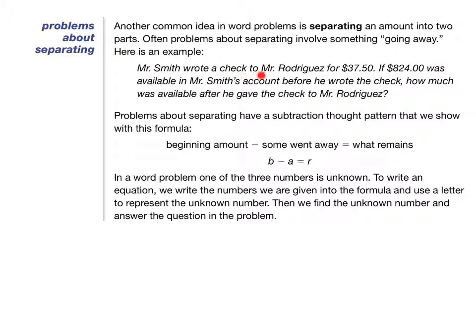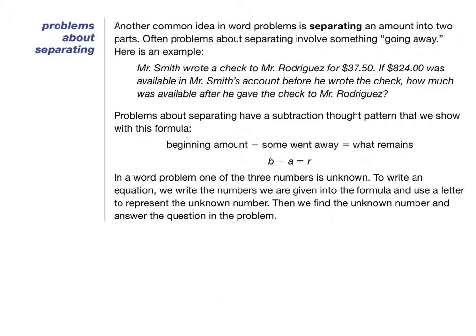Mr. Smith wrote a check to Mr. Rodriguez for $37.50. If $824 was available in Mr. Smith's account before he wrote the check, how much was available after he gave the check to Mr. Rodriguez? So he's giving something away. So this is a separating plot, which is a subtraction thought pattern. So usually you have a beginning amount, then some went away, and then you get what remains. So B stands for beginning amount, A for something that went away, and R for what is left or what remains.